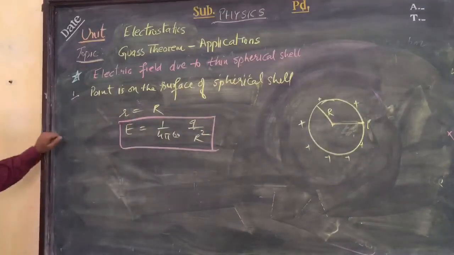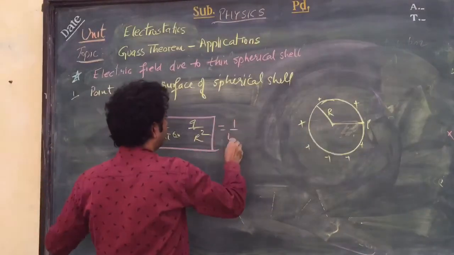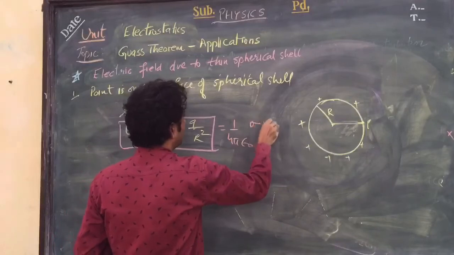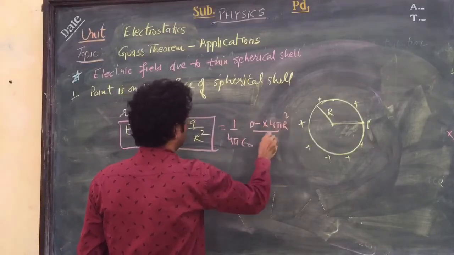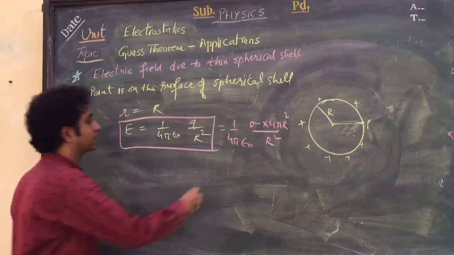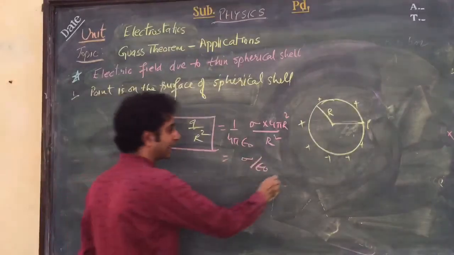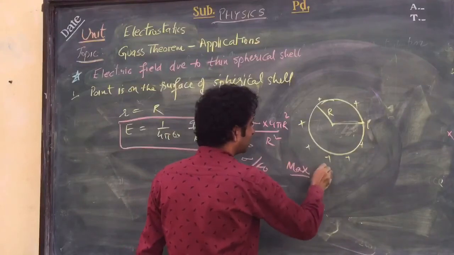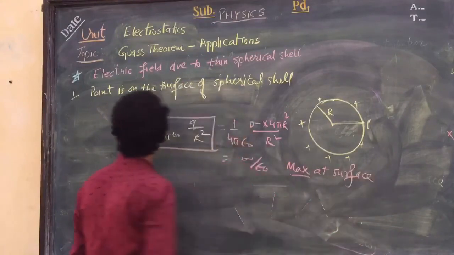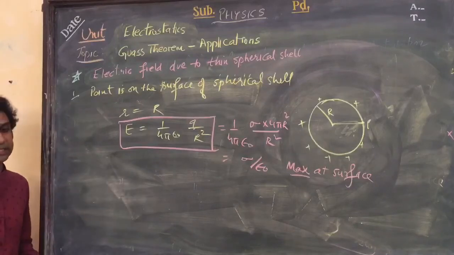So this is what happens when you bring the point of observation on the surface itself. And charge can be described in terms of sigma, that is sigma into 4 pi R square divided by R square. The charge, sigma into 4 pi R square, gets cancelled. So this comes out to be sigma by epsilon naught, and this is the maximum. At the point on the surface, the electric field intensity is maximum.